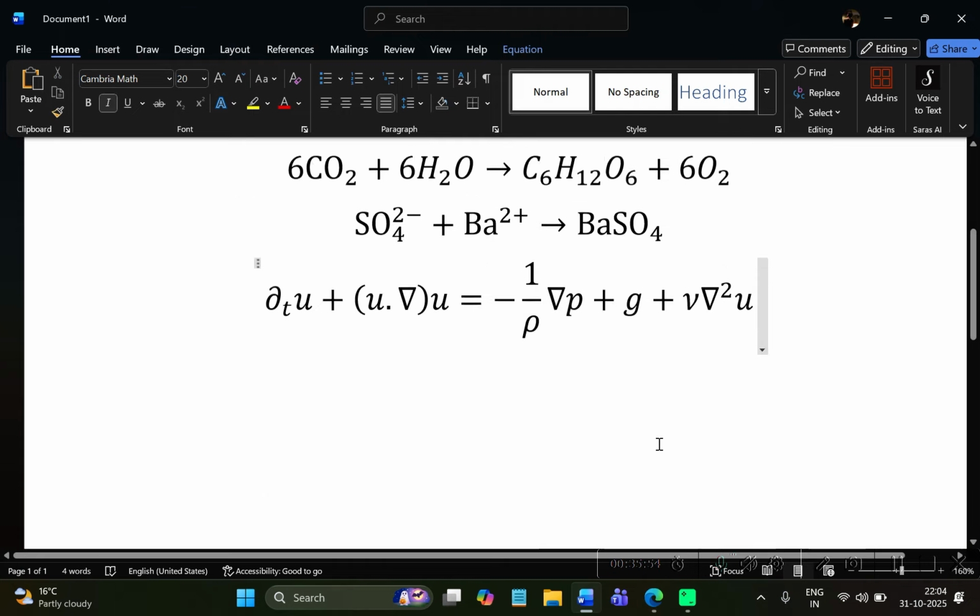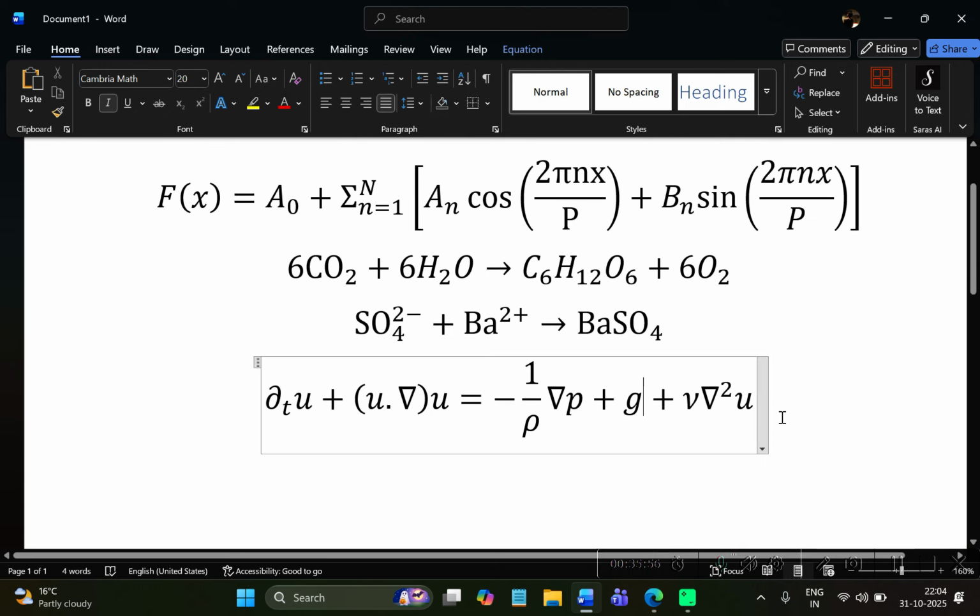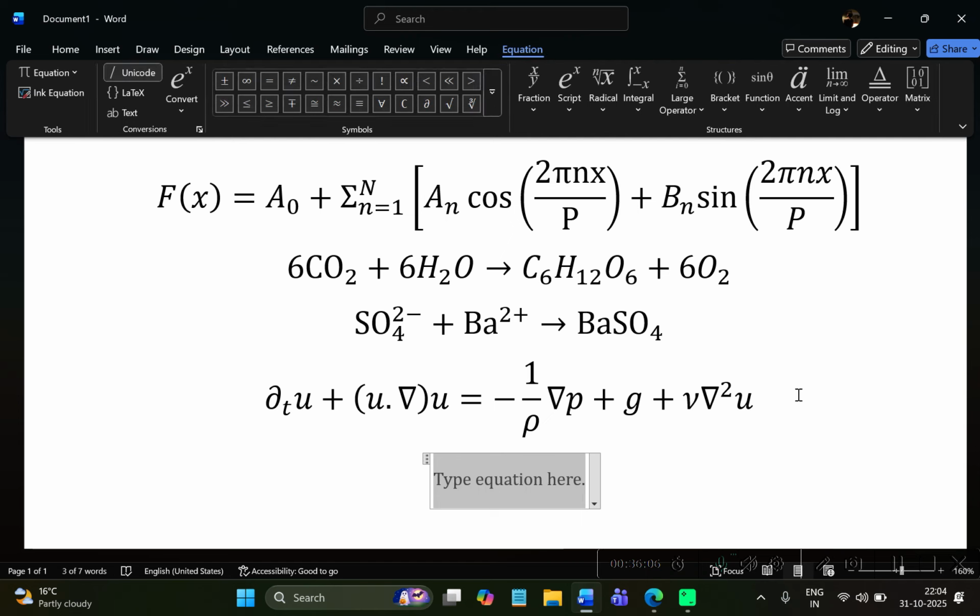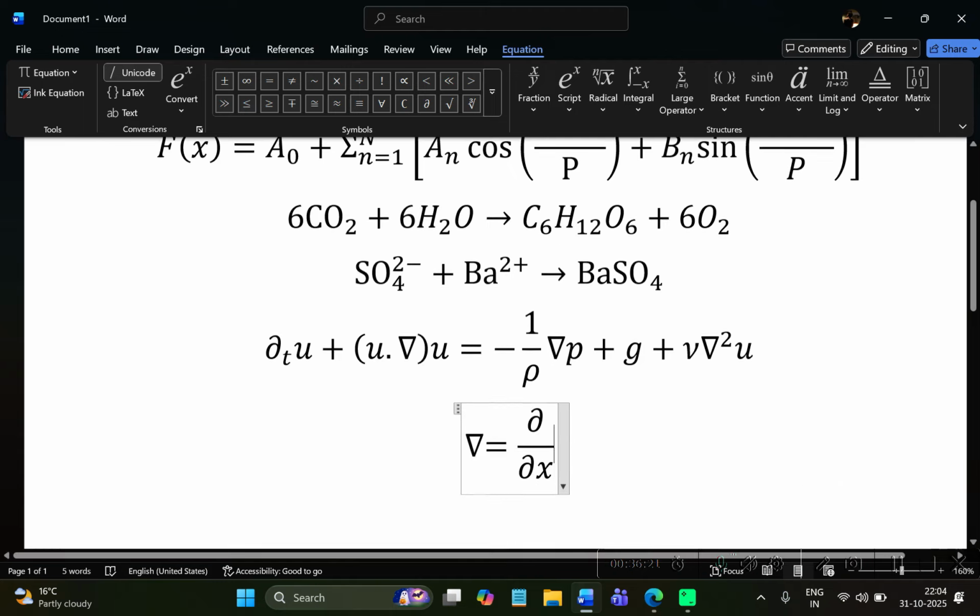Schrodinger's equation is also, if you look at it, a double derivative in space and a single derivative in time. But this term is the convective term, and this term is what makes the equation non-linear. Let me type out what this is called. For instance, this nabla. Do you know what this operator is? This is actually partial over partial x.